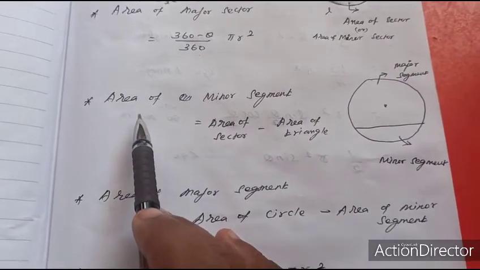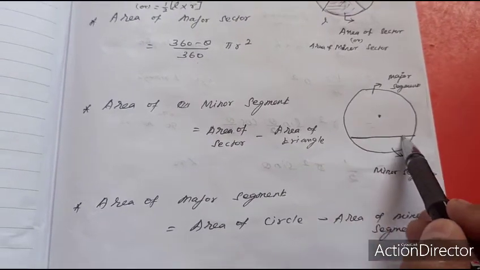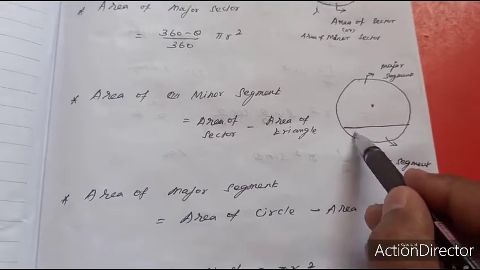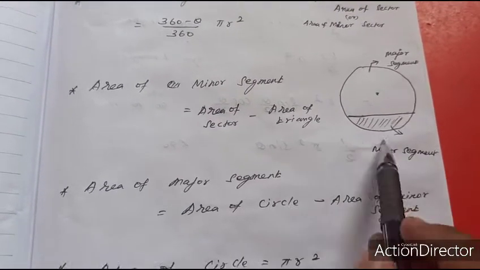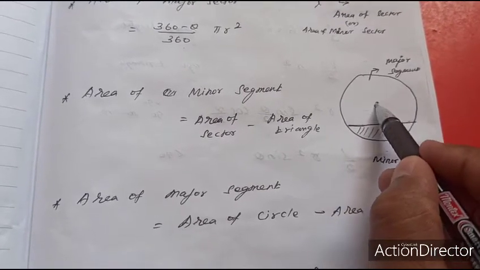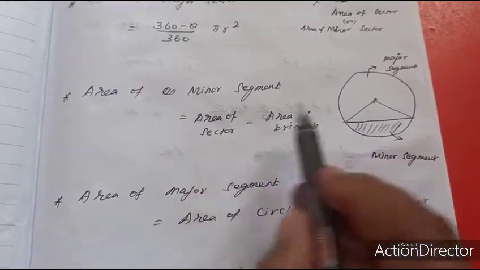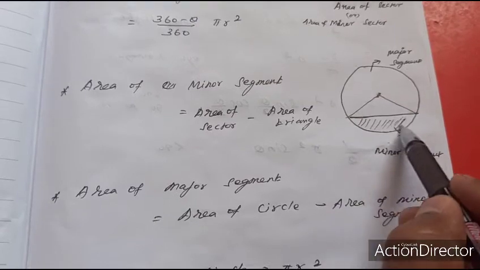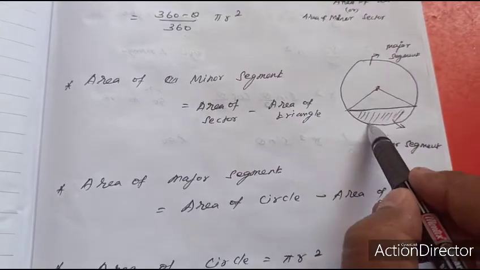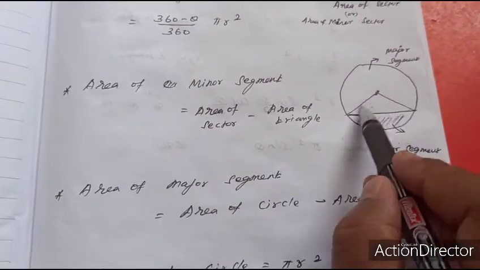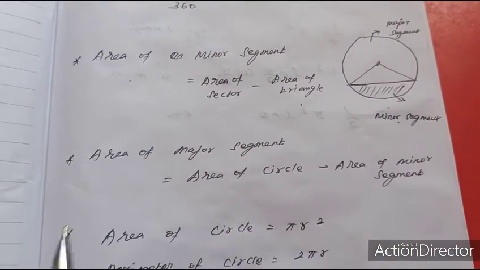Next, area of the minor segment. In the circle, this line is a chord, and this part is the area of the minor segment. For the formula of the area of the minor segment, draw a sector. The whole part is the area of the sector, minus the area of the triangle. Area of the sector minus area of the triangle is the area of the minor segment formula.